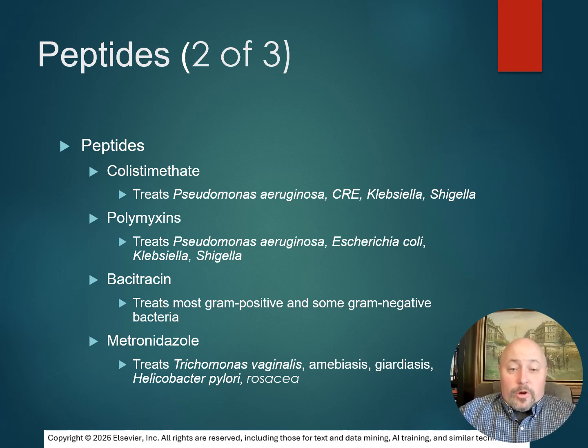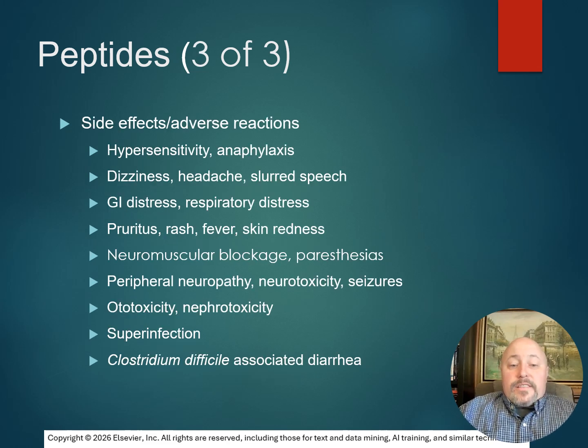Peptides could take many forms, such as colistimethate to treat Pseudomonas, bacitracin to treat most gram-positive and some gram-negative bacteria, or metronidazole used to treat Trichomonas or Helicobacter pylori. Side effects would include things like hypersensitivity, anaphylaxis, dizziness, headache, slurred speech, GI distress, respiratory distress, pruritus, rash, fever, and skin redness, just to name a few.